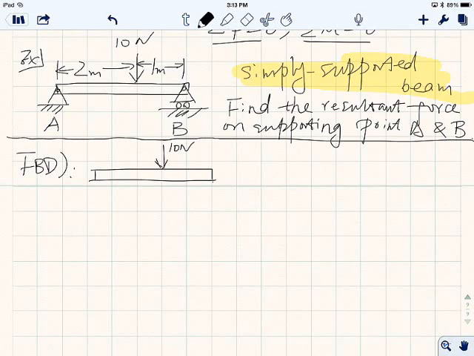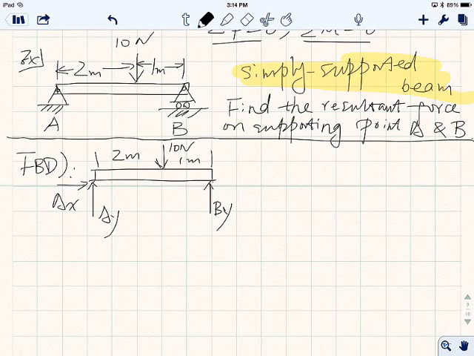The distance over here is 2, and the distance over here is 1. Now if we take A, it's a pin, right? So you have 2 resultant forces, AY and AX. While B is sitting on a roller, so it's free to move in the X direction, so you only have BY. When we take the resultant forces away, we always assume they're positive. That's why AY and BY are always going up, while AX is always going in the positive X direction, right?